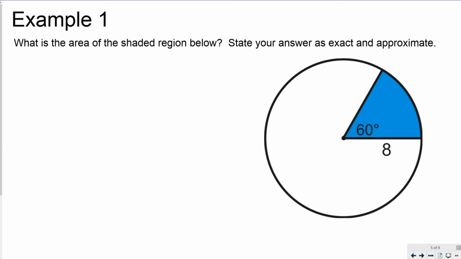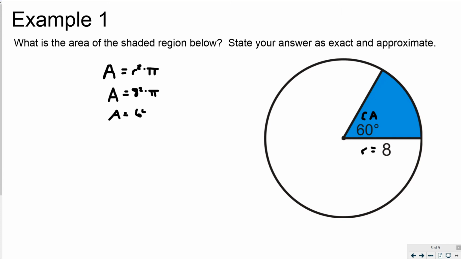What is the area of the shaded region below? State your answer as exact and approximate. Okay, so I have everything I need. I have the radius, so the radius is equal to 8. I have a central angle degree measure, so I can just jump right in. I'm going to start off by calculating the area of the circle. So the area of the circle is r squared times pi. R is 8, so I'm going to put in the 8 there, times pi, and I get 64 pi.